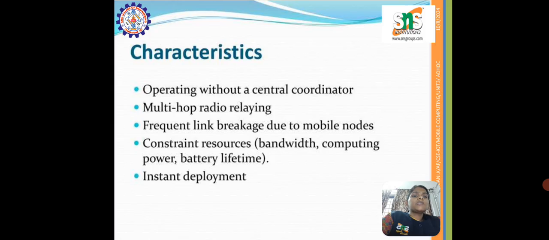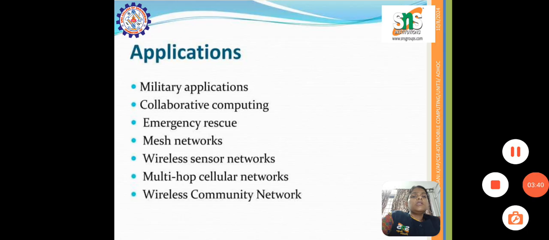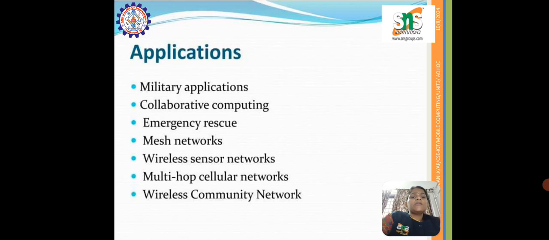Next, let us see the characteristics of ad hoc networks. They operate without any central coordinator, use multiple-hop radio relaying, and have frequent link breaking due to mobile nodes. The constrained resources are bandwidth, computing power and battery lifetime, and they allow instant deployment. Next is the applications. It is used in many applications such as military applications, collaborative computing, emergency rescue, mesh networks and wireless sensor networks, multipath cellular networks and wireless communities.